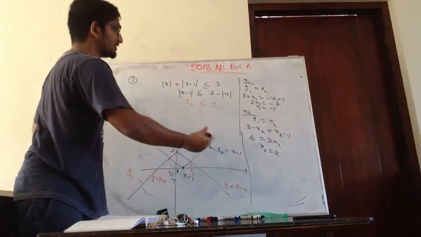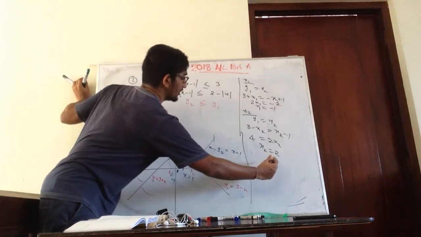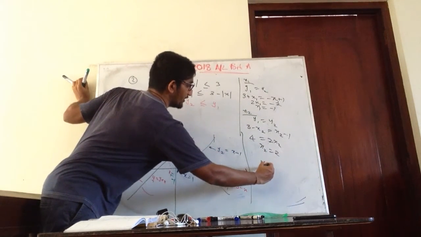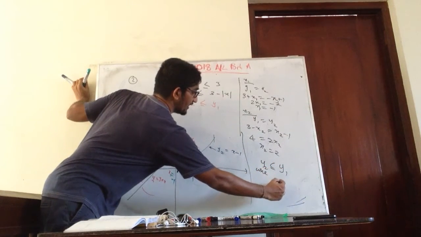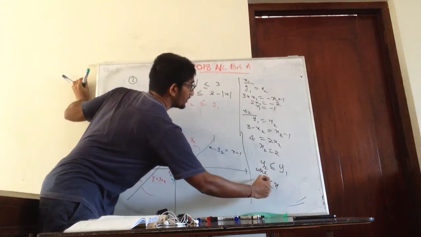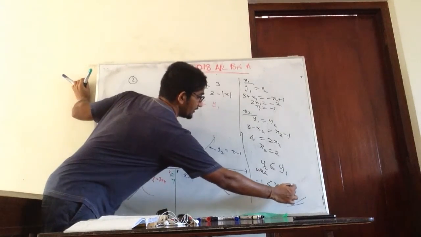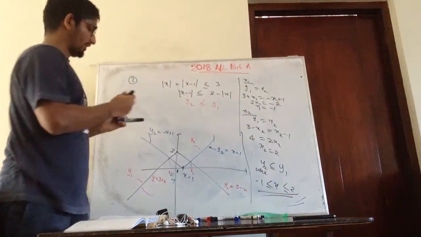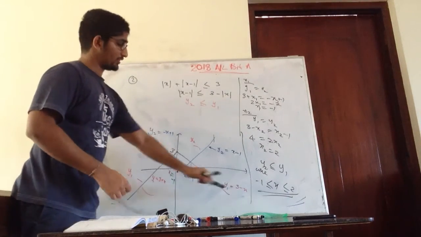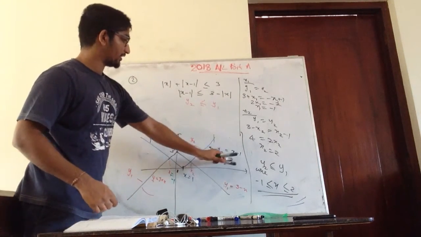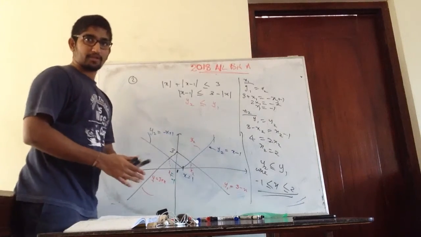So then the answer will be: y1 is greater than y2 when x is between minus 1 and 2. Right, so there was a small typo here. This is x minus 1. Right?